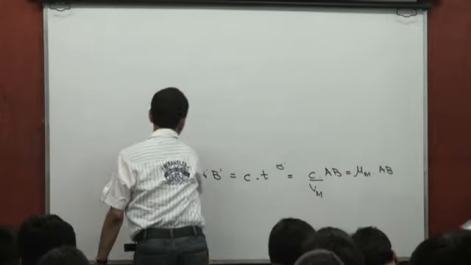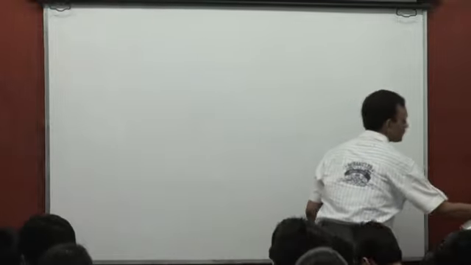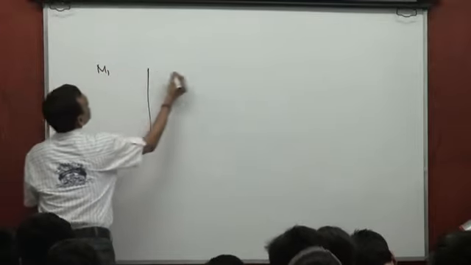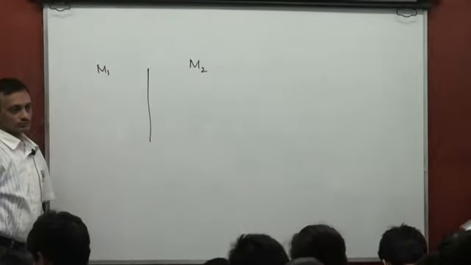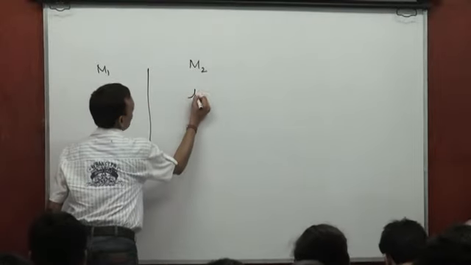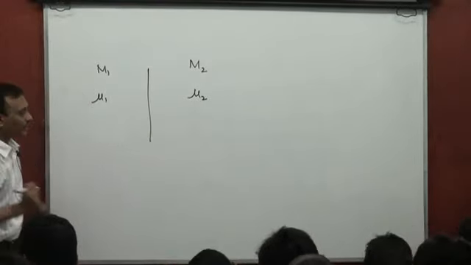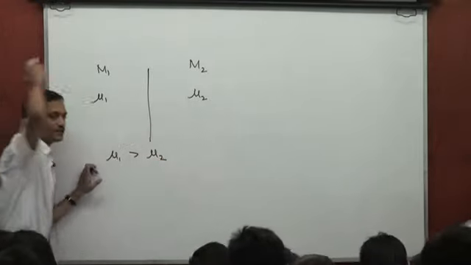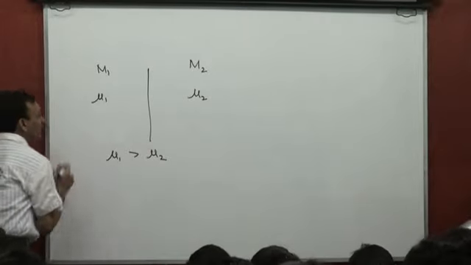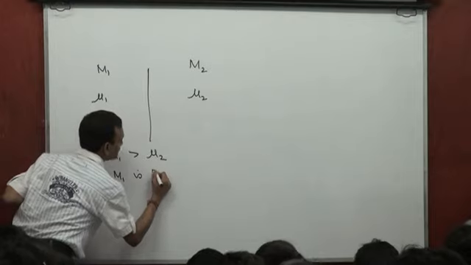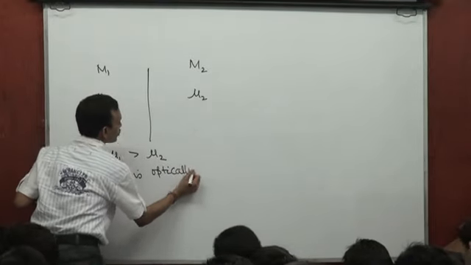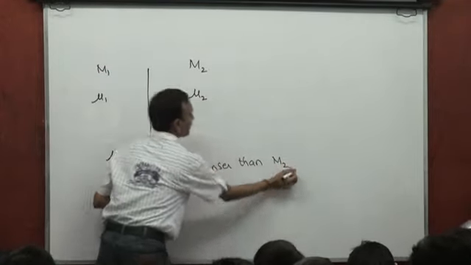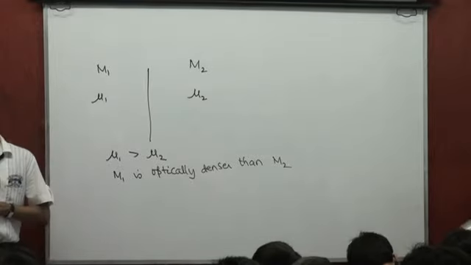Sometimes we end up comparing two media optically. Say this is medium M1 and this is medium M2. This has refractive index mu1 and this has refractive index mu2. If mu1 is greater than mu2, if the refractive index of M1 is greater than the refractive index of M2, then we say that M1 is optically denser than M2.